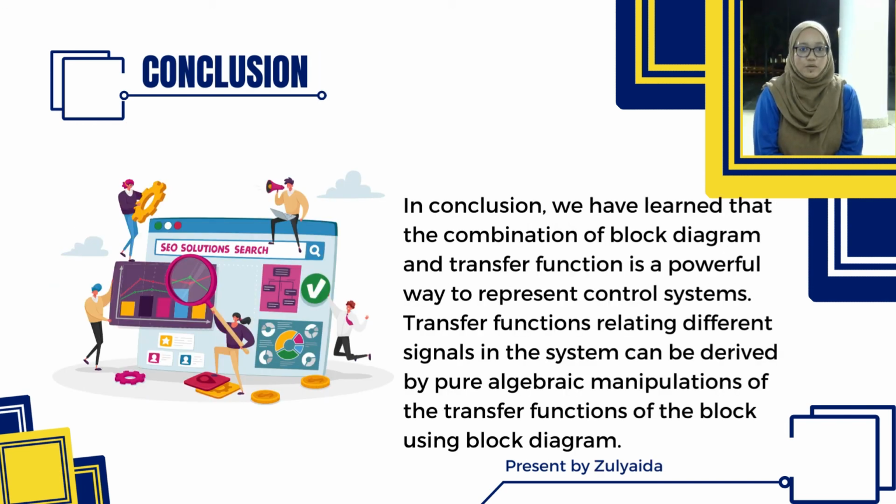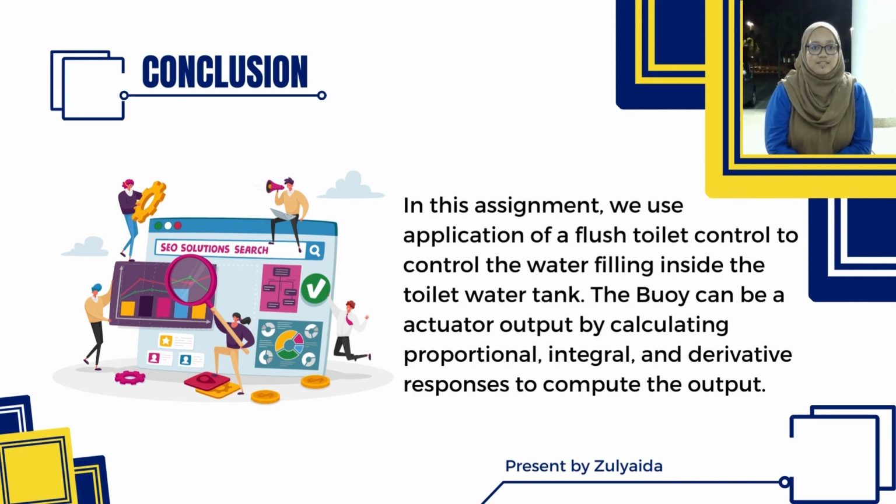In conclusion, we have learned that the combination of block diagram and transfer function is a powerful way to represent control systems. Transfer functions relating different signals in the system can be derived by pure algebraic manipulation of the transfer functions of the blocks using the block diagram. In this assignment, we use the application of a flush toilet control to control the water filling inside the toilet water tank. The buoy can be an actuator output by calculating proportional, integral and derivative responses to compute the output.